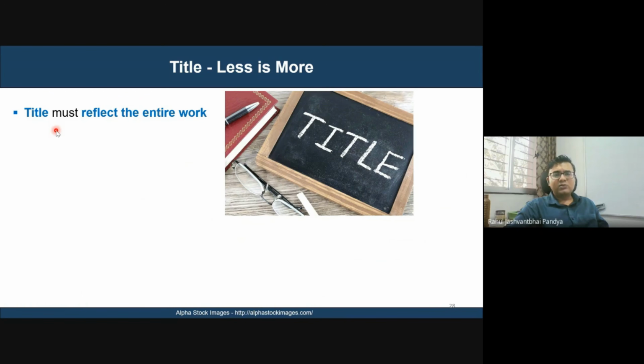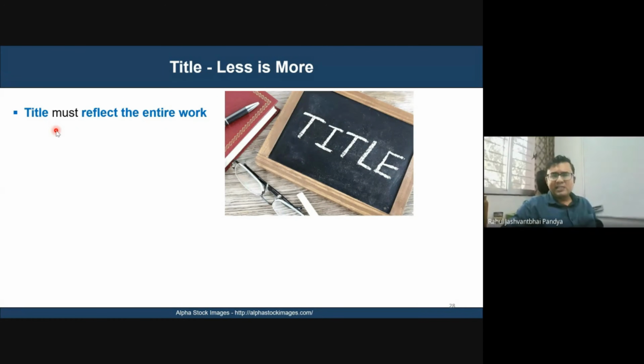Correct. So generally, the title should be such that it reflects the entire work. And it shouldn't be like a paragraph in a title, right? People will come with four lines of title. I mean, it shouldn't be a paragraph. We're not writing a paragraph. We can write those things in the abstract or main body of the paper. You write it right there, not in the title.